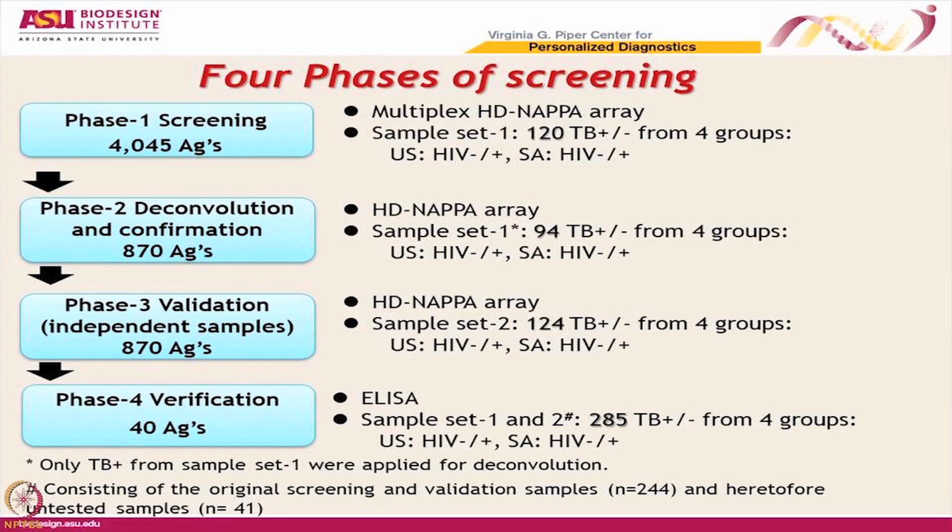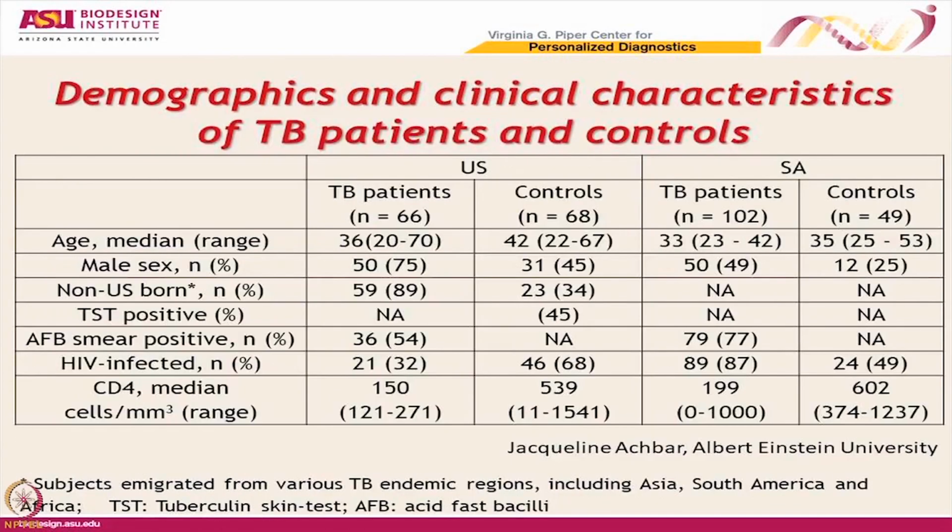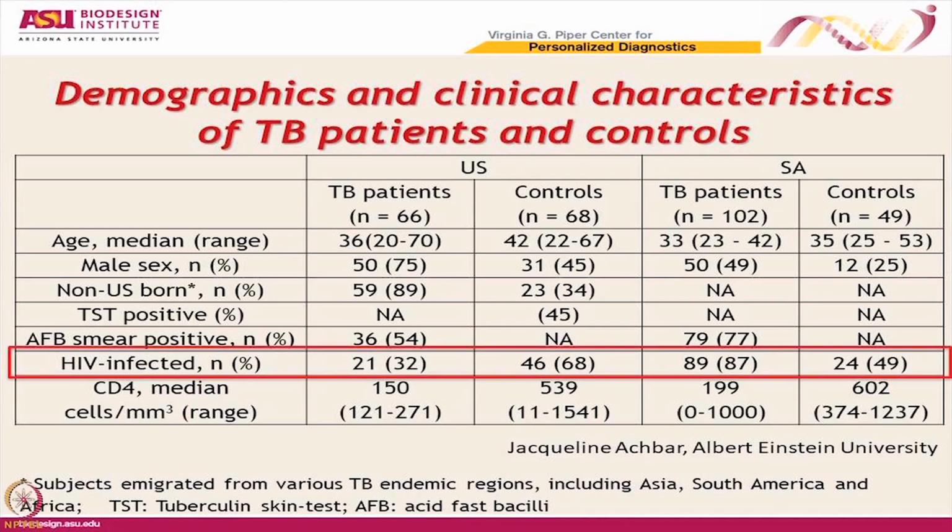Our samples, I think I have a better slide for that part. Yeah, this is a breakdown of the samples that we had. So we were looking at samples that came from the US and samples that came from South Africa. We had TB patients and controls. We also had, of these 66, a fraction of them had HIV. Of these 68, again, a fraction had HIV. So we had patients who were either HIV positive or HIV negative, and did or did not have TB, if that all makes sense.